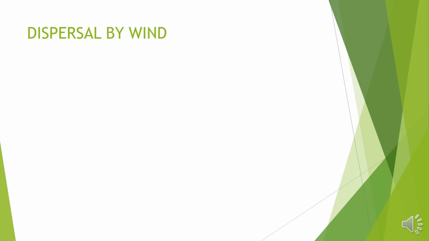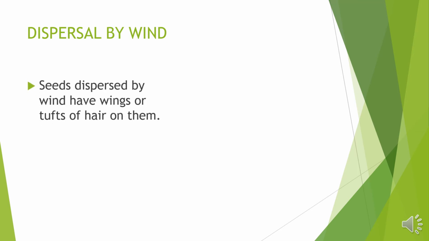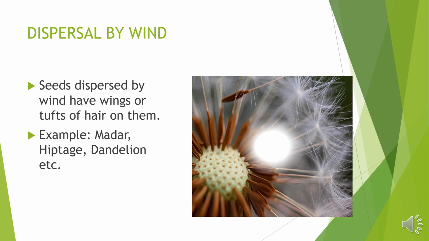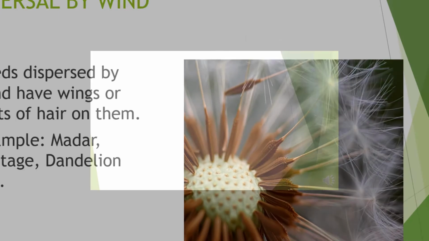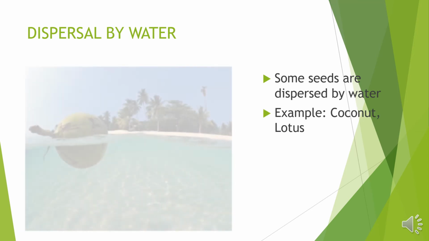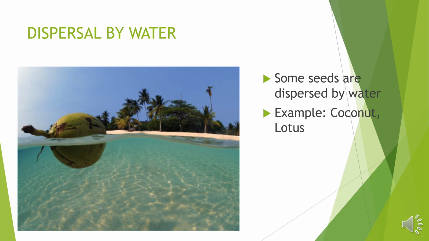Dispersal by wind. Seeds dispersed by wind have wings or tufts of hair on them. Examples, madar, hiptage, dandelion, etc. are dispersed by wind. Dispersal by water. Some seeds are dispersed by water. For example, coconut, lotus.